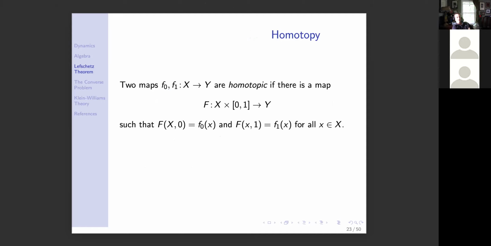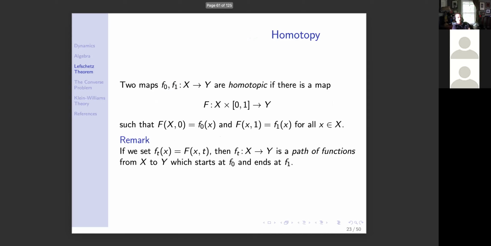F(x, 0) is F0(x), and F(x, 1) is F1(x), F sub 1 of x, for all x in X. Or in other words, if we set F sub t of x to be F(x, t), then F sub t is a map from X to Y and should be viewed as a path of continuous functions from X to Y, which starts at F0 and terminates at F1. So that's the idea of homotopy.